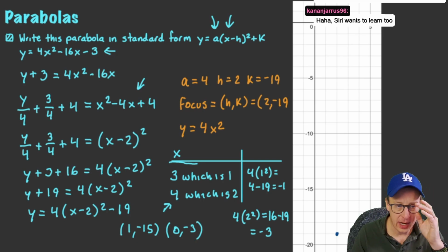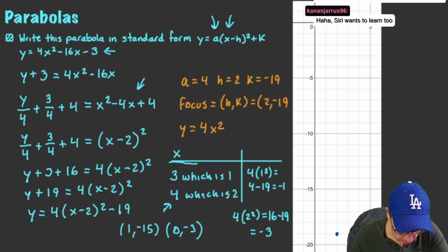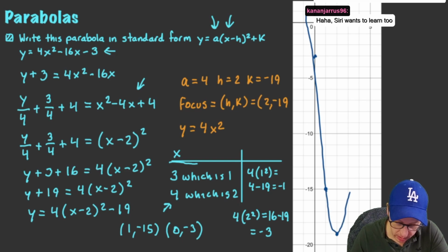So we can come in and graph this. If we have 1 and negative 15, we're going to have a point right here, and at 0, that would end up being equal to negative 3. 1, 2, 3, like that. And roughly we're going to have a parabola that is going to look roughly like that.